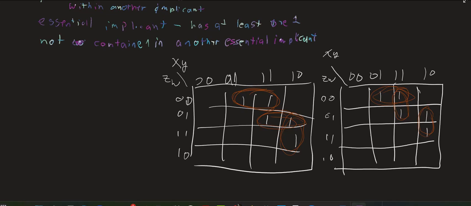But it wouldn't be correct to say they're both essential at the same time. No. If you had to list the essential implicants, you should list both of them. If the question said, what are the essential implicants? Yes, you list both of them. But if it asks you to use the Karnaugh map to come up with a minimum sum of products, you don't use both of them. You just choose one of these and go with it. Okay.